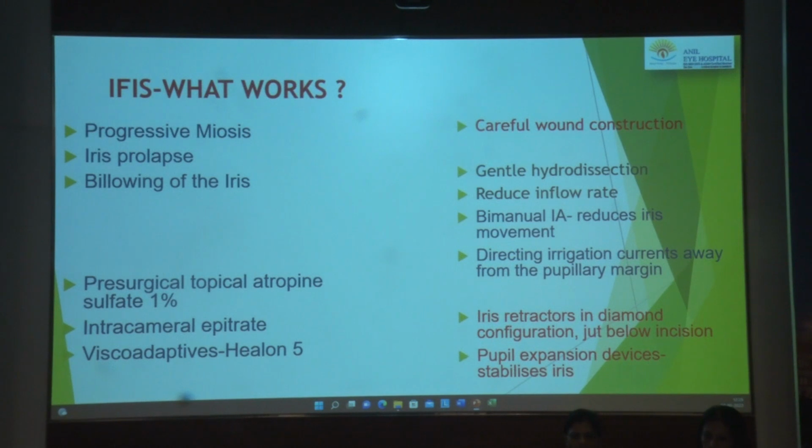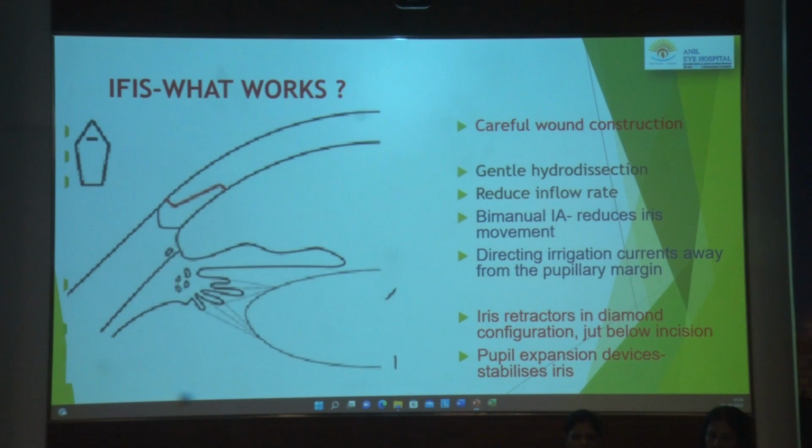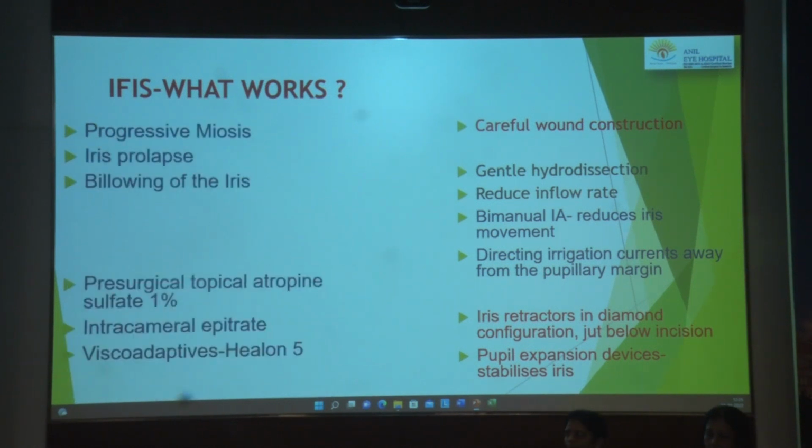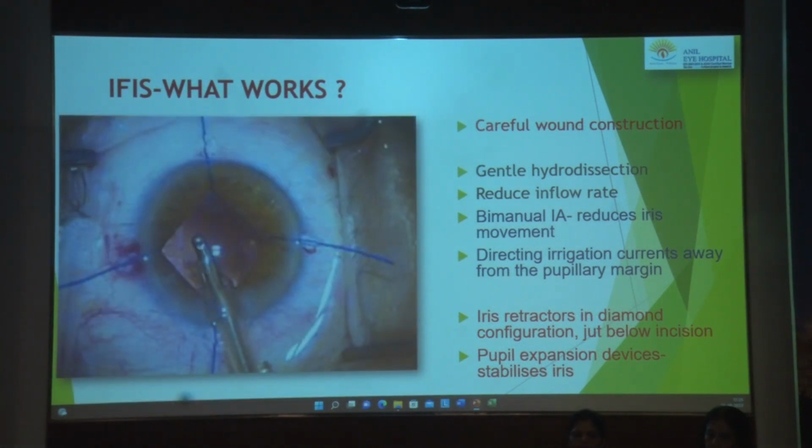Coming to IFIS, we all know it's a triad of progressive miosis, iris prolapse, and billowing of the iris. So you need to be extremely careful. So what works and what doesn't? You can give pre-surgical topical atropine, you can use intracameral epinephrine and viscoelastics. Your wound should be really good. If you have a very short wound, the iris will keep prolapsing. Very gentle hydrodissection. Even when you're using a bimanual, see that the irrigation currents are not directed at the pupillary margin. Many times in these cases, you can use iris retractors. One just below the incision also helps, and definitely a pupillary expander.